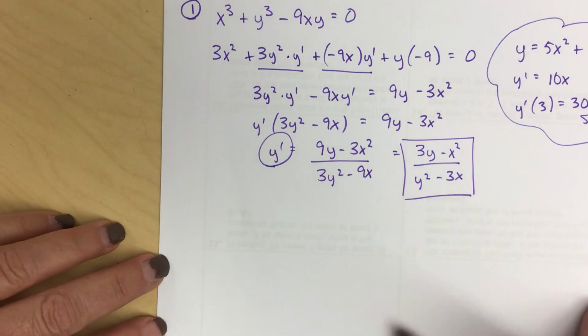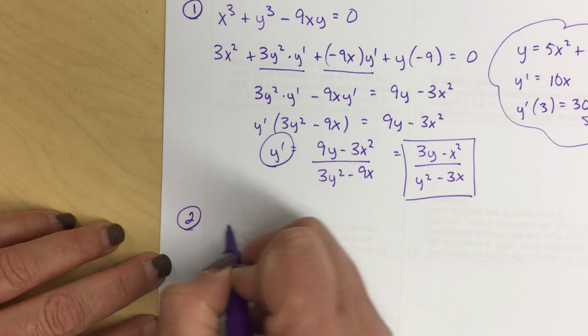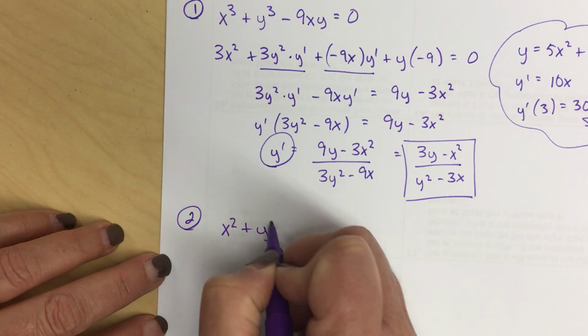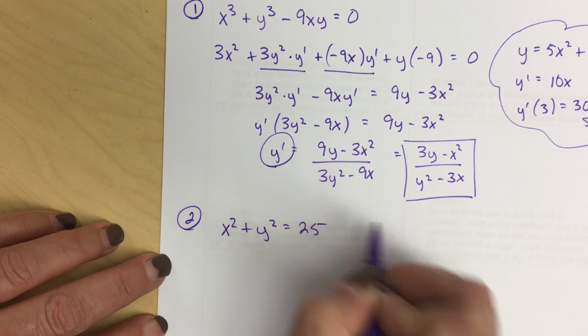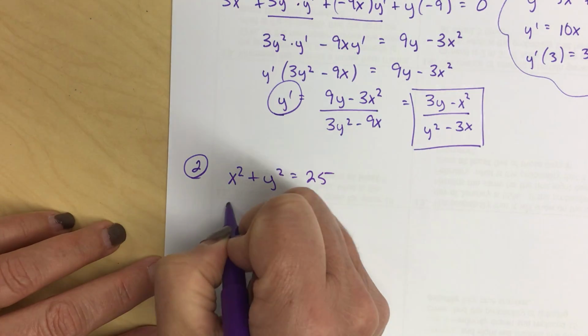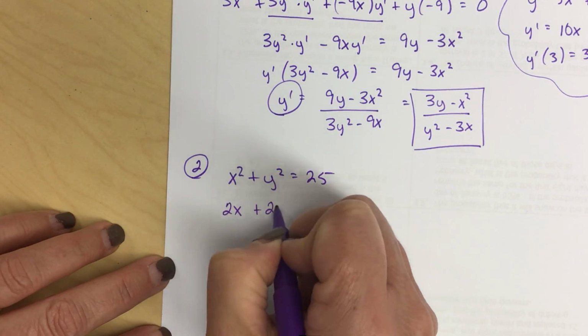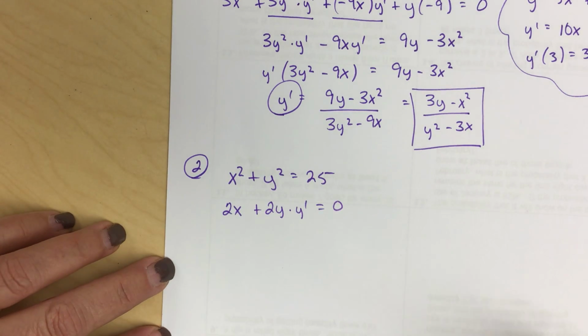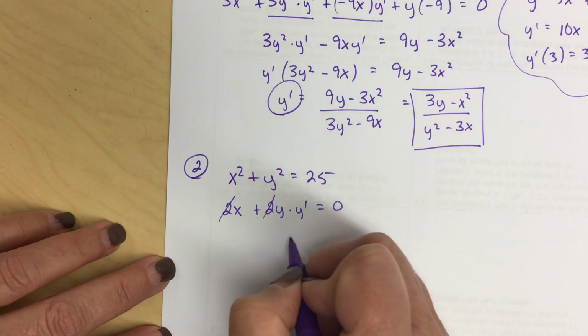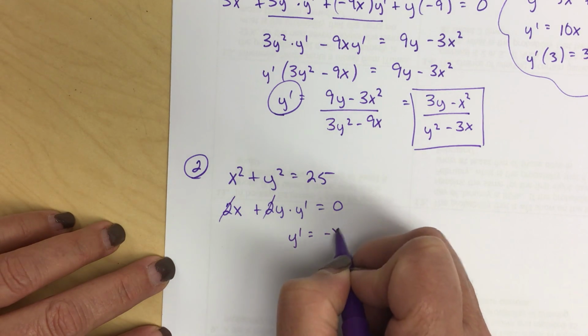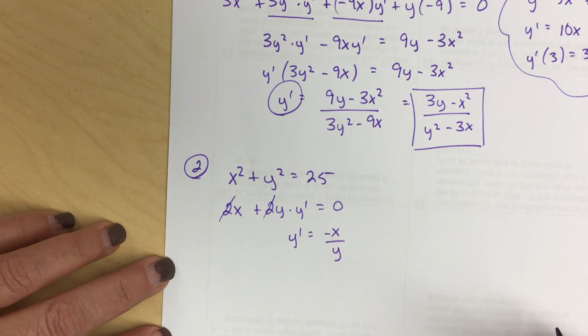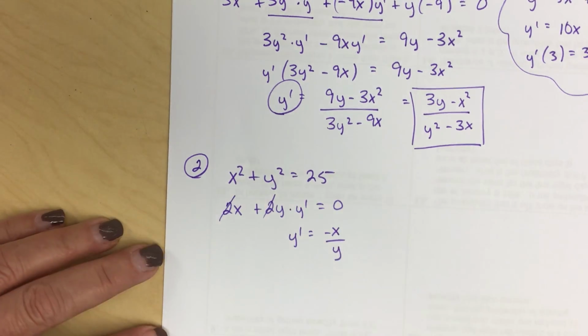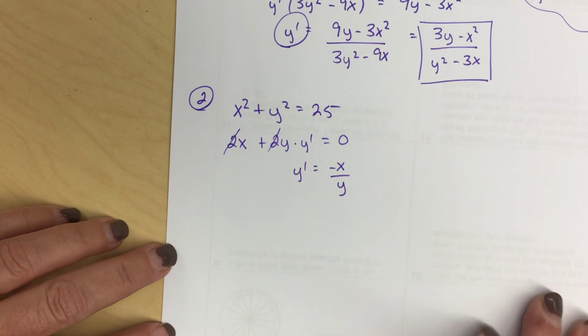Okay, another example is a circle. Let's say you have x squared plus y squared equals 25. So that derivative is 2x plus 2y times y prime equals 0. Then I'm going to just cancel my 2's out and then move this over. So y prime is negative x divided by y. So some of them are pretty short, some of them are longer.